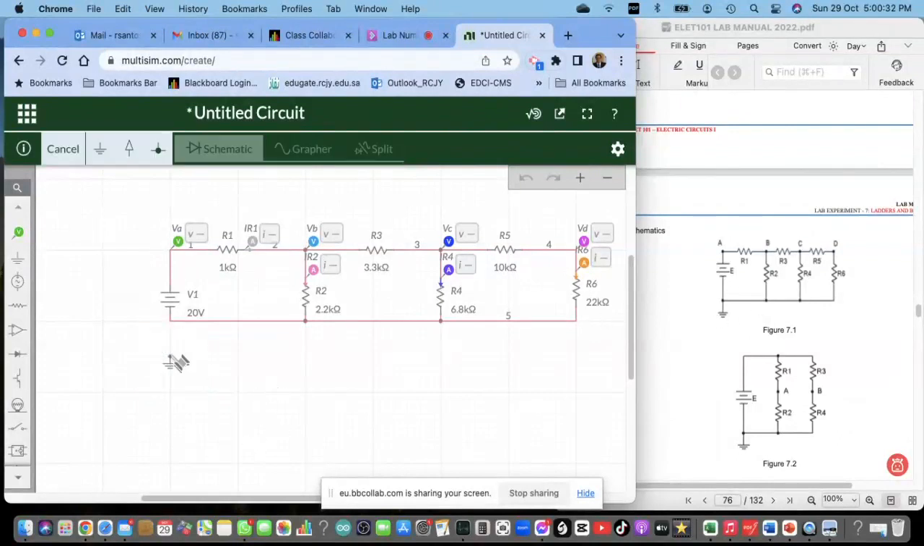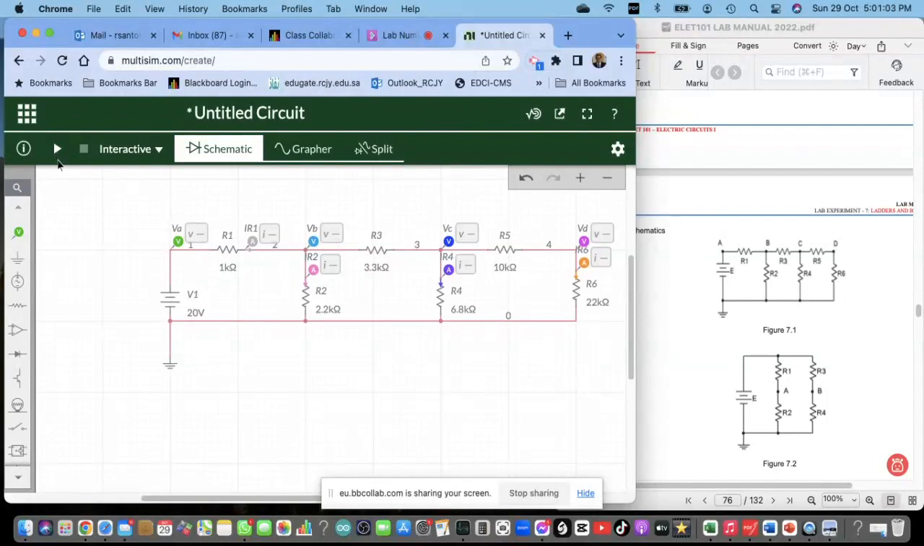All right, let's connect this one, okay? Ground connection to the circuit. Okay, so that now completes the circuit for figure 7.1. And from this point now you can simulate the circuit to see the results, to see the values of those voltages and those currents.